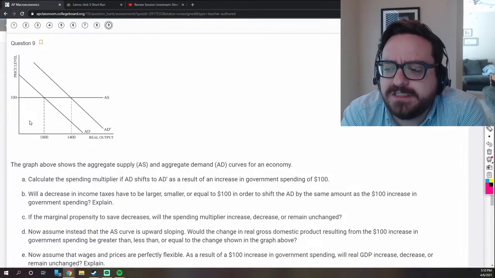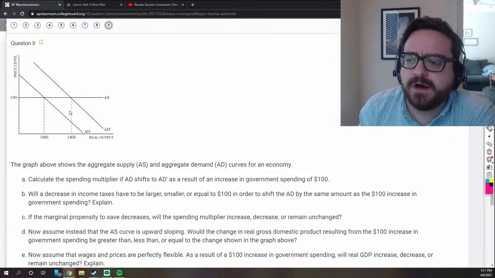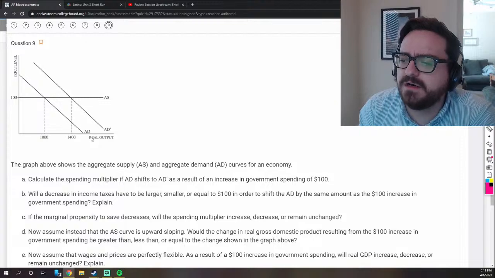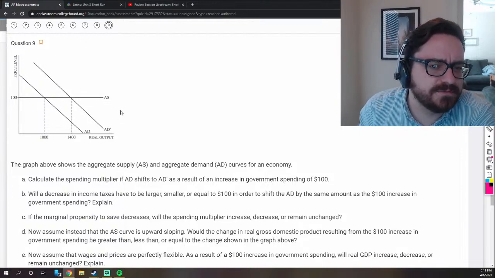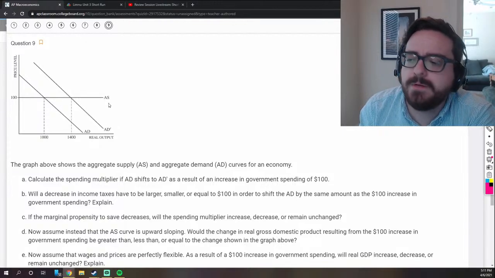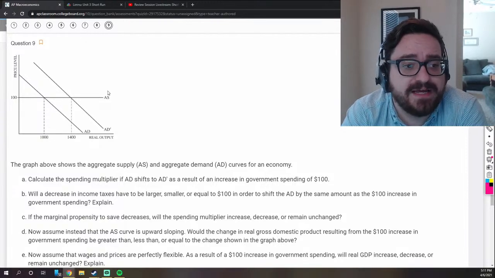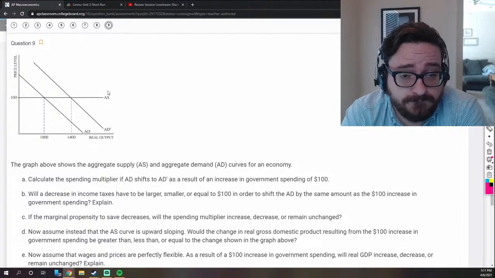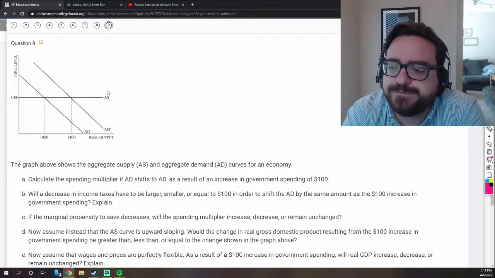Okay, so I got my aggregate demand curve. That looks normal. There is a second aggregate demand curve, so I assume there was some shift here. That says AD, that says AD prime, so I'm assuming that's the second one. And I see this garbage that I hate: a horizontal aggregate supply curve. Okay, don't freak out yet. Let's see what the questions ask.